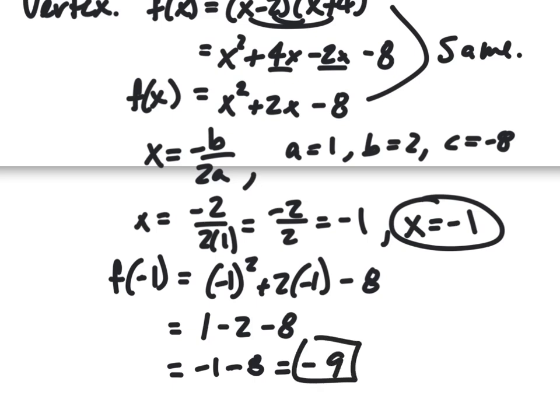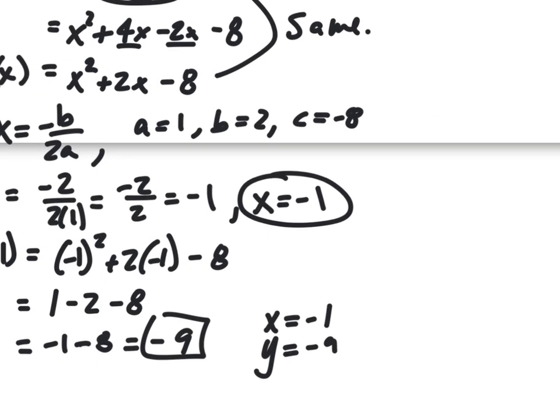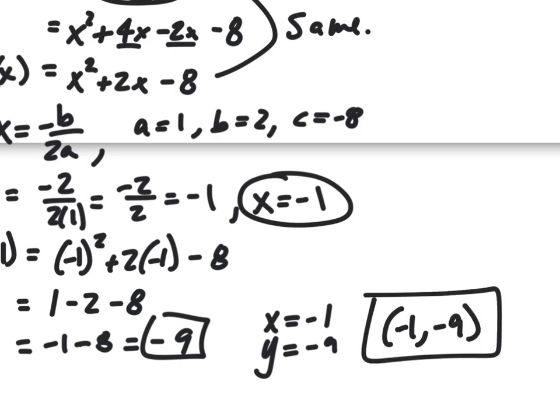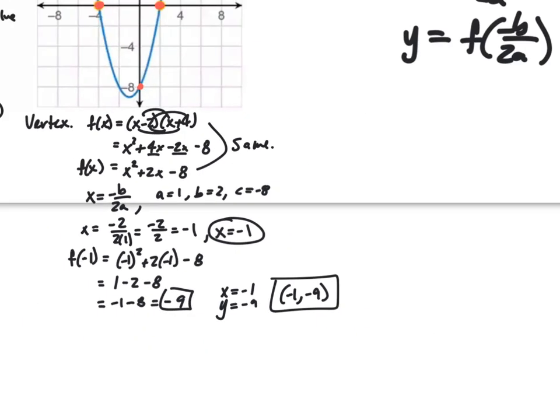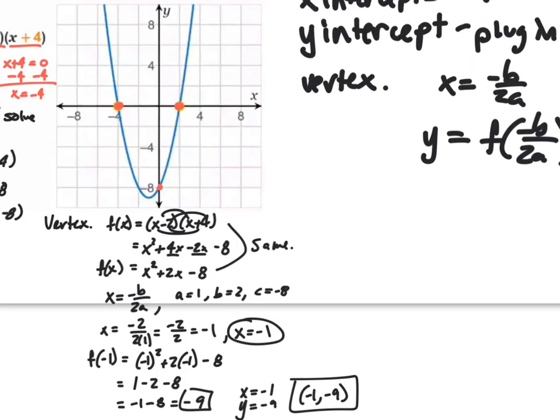So I get the value of negative 9. So I have an x value of negative 1, and a y value of negative 9. That gives me the point negative 1, negative 9, and that's it. And so then I can plot that point here. And if I know that that's my vertex, I have these 4 points, and I just draw a parabola that connects all of them. So that's the idea. Let's go to the next page.